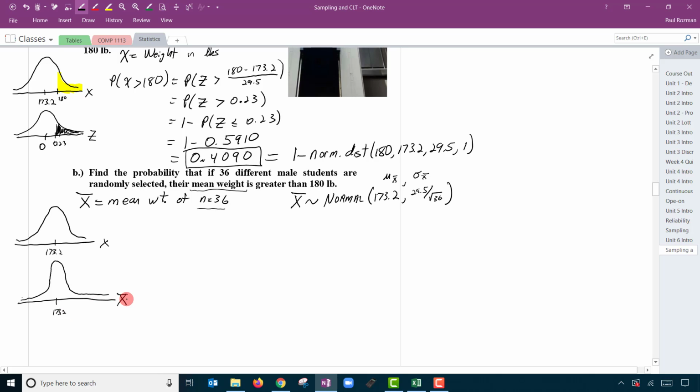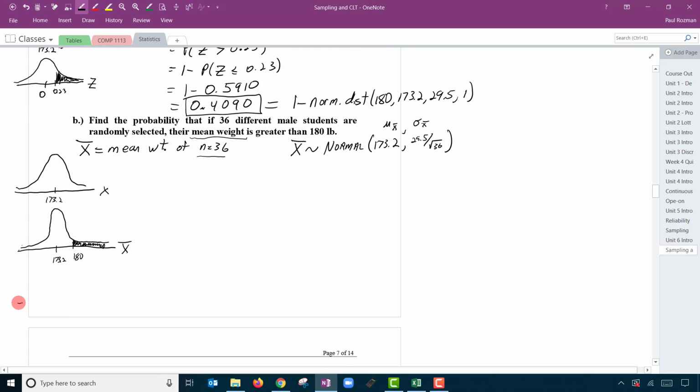Because we know that the standard deviation is smaller for the means. So here's 180, and I'm looking for this area to the right. And then we'll convert that to a z-score and figure out what that is. What z-score goes with 180, and then we'll calculate that area.